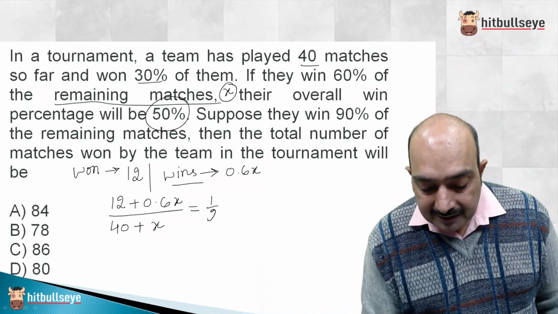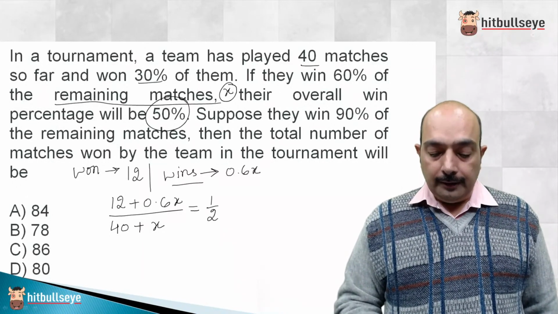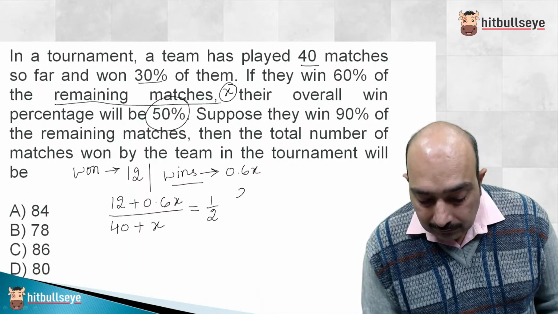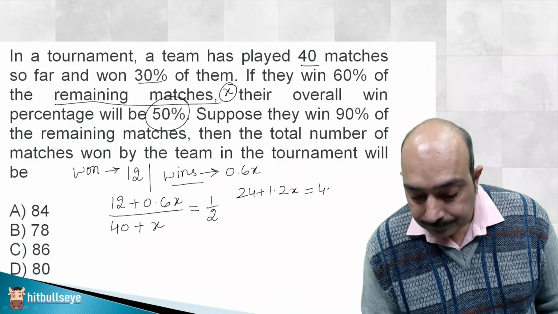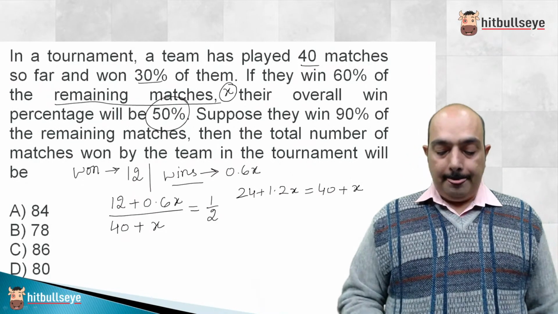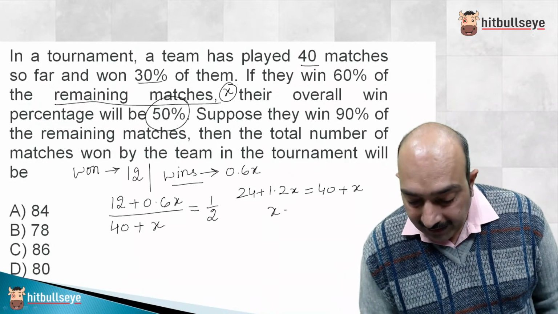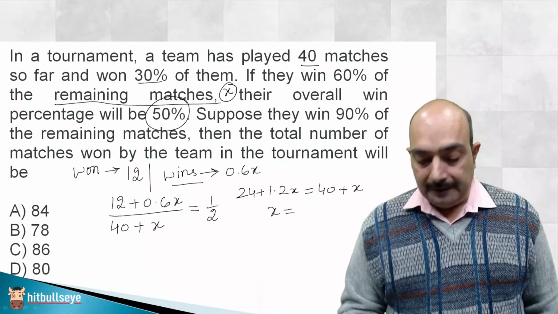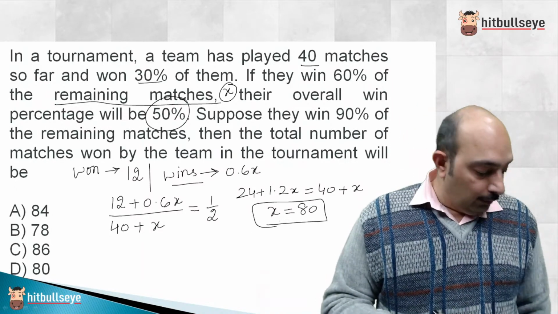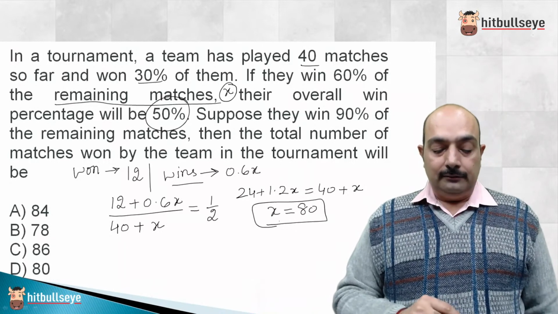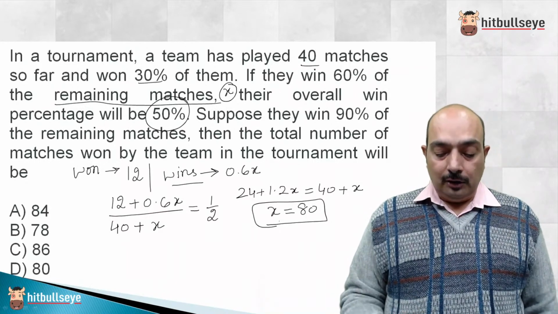Can we write this as 1 upon 2? Yes, guys? So you can do the small, manageable calculations. 24 plus 1.2X, cross multiplication, equals 40 plus X. So I think X comes out as 80. And Rahul did a fantastic job. He marked 80, but yes, Rahul, the question was not this.